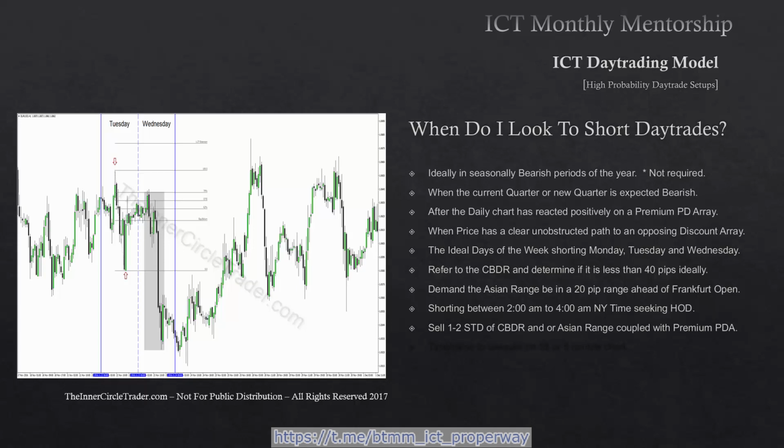Generally, I'm looking to sell 1 to 2 standard deviations of the central bank dealer's range and/or Asian range, coupled with a premium PD array. The time frame to execute on is either the 5 or 15 minute time frame.